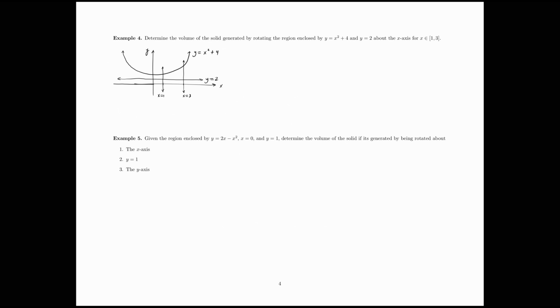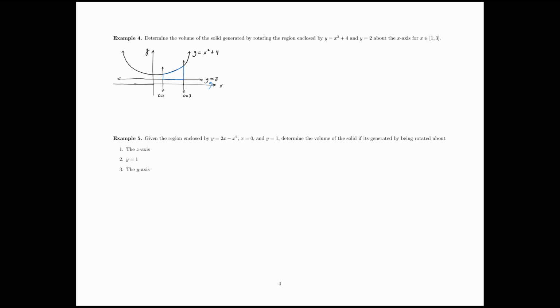So to highlight this in blue, we have x equals 1 as a boundary, the parabola, excuse me, I meant to say boundary, x equals 3 as a boundary, and y equals 2 as a boundary. So this region is to be rotated about the x-axis. So let's just draw a little rotation symbol there. Okay, so clearly there is this gap between the axis of rotation and our region.